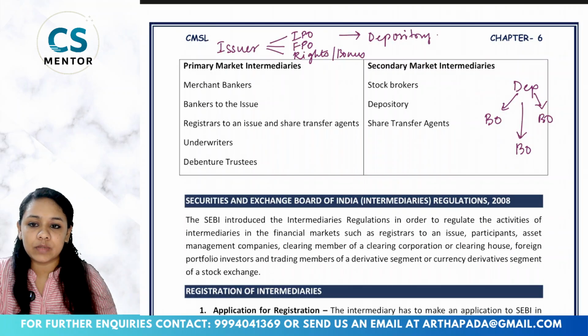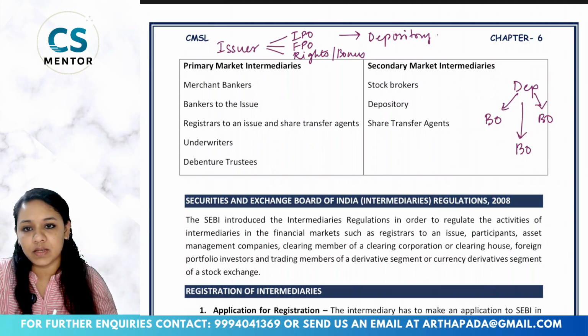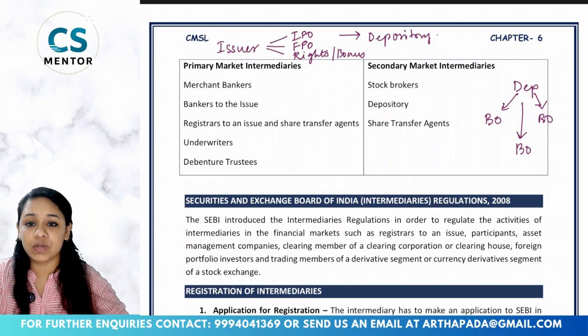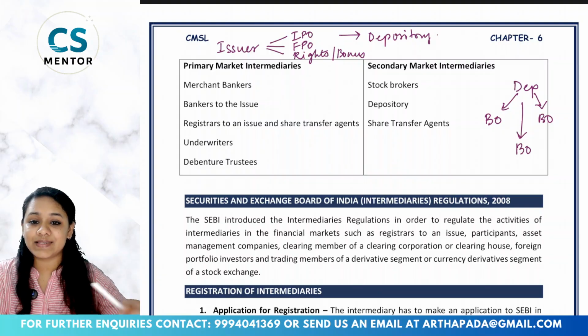So coming back to intermediaries, primary market and secondary market intermediaries. So what is primary market? All the people that will help you go for IPO, FPO, rights, bonus, the first time listing. Whereas secondary market intermediaries are continuous. They will keep giving support services for the same.